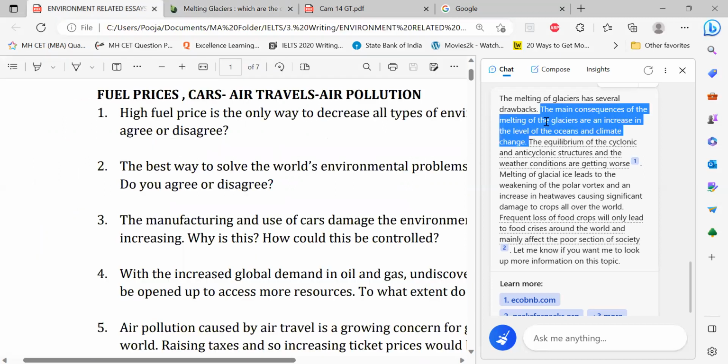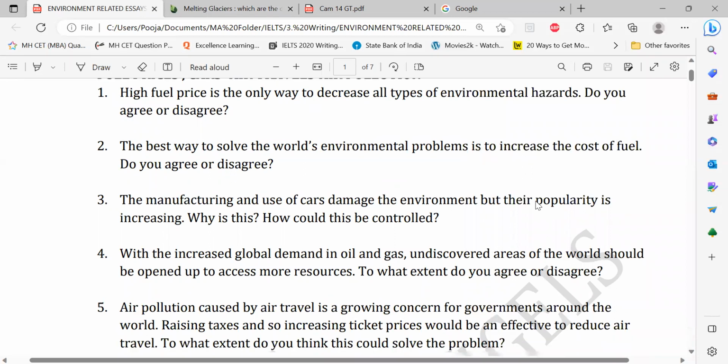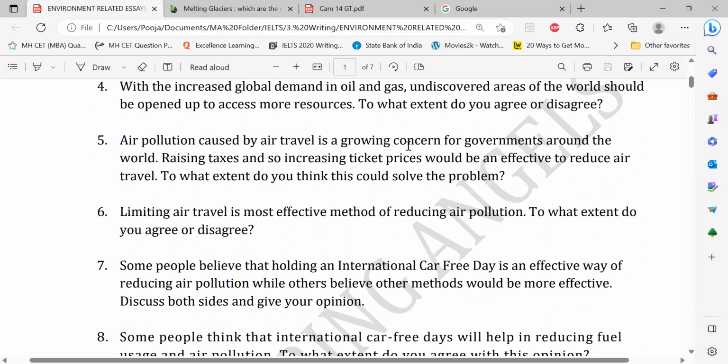You understand? Now read one or two paragraphs. I think most of the ideas will fall in place. Okay, next is air pollution caused by air travel. Did you imagine? Air pollution caused by air travel. Now, from the roads, you are in the air. That means flights. Okay? It is a growing concern for governments around the world. Raising taxes and so increasing ticket prices would be effective to reduce air travel. Now cars are stopped, stop flights too.